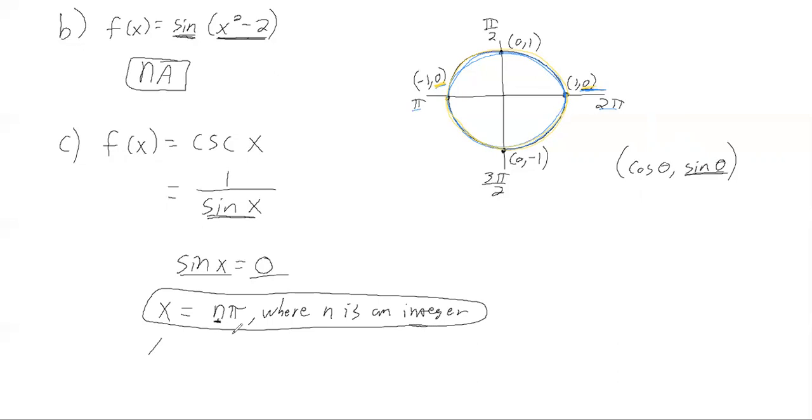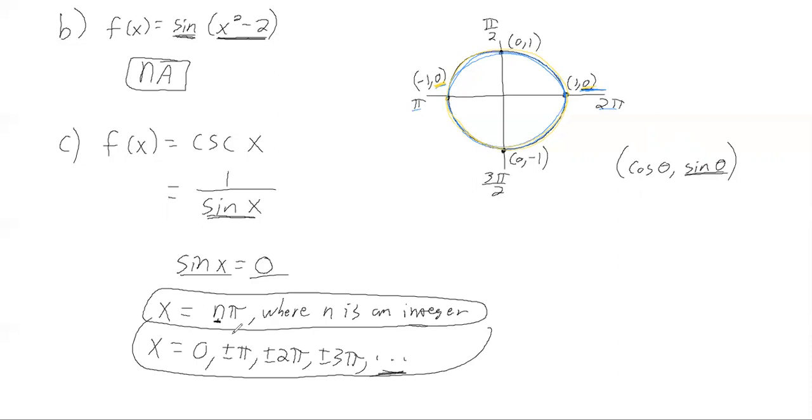Or could you have written it this way? 0 plus or minus pi, plus or minus 2 pi, plus or minus 3 pi, dot, dot, dot. Yeah, you would have had to make sure you put the dot, dot, dot right there, okay? To show that it keeps going. Same thing with the first answer. Make sure you put where n is an integer, not n is a number, because n can't be a fraction or a decimal. N has to be strictly a whole number, an integer.